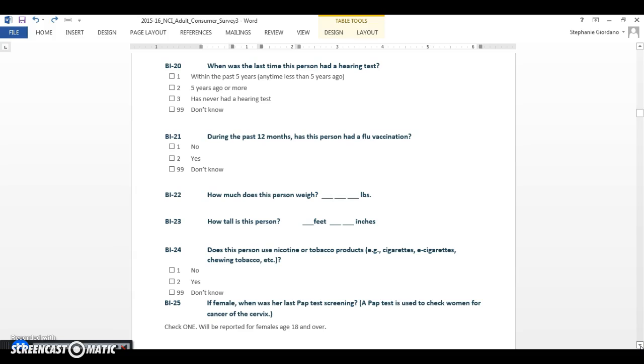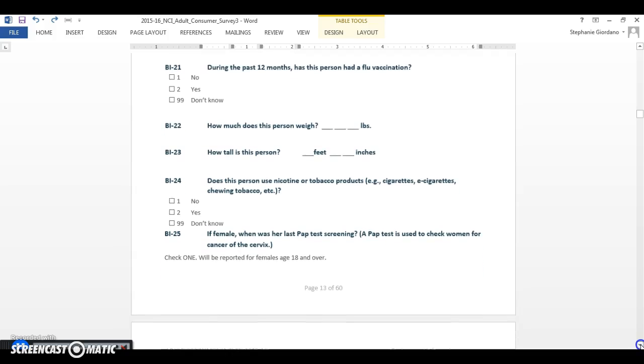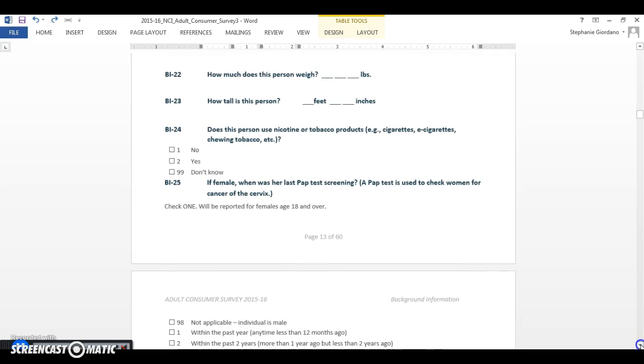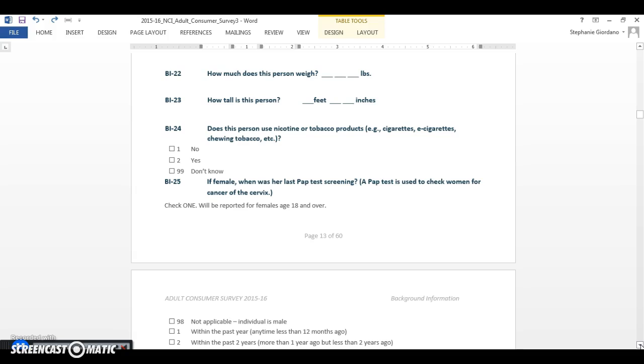Questions BI 22 and 23 ask about weight and height, and this is used to calculate BMI. BI 24 asks whether the person uses nicotine or tobacco products, and this includes things such as cigarettes, e-cigarettes, and chewing tobacco.